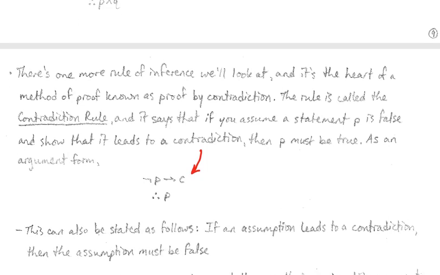This can also just be stated as follows. If an assumption leads to a contradiction, then what you've assumed has to be false. That's essentially the contradiction rule in a nice bite-sized morsel.